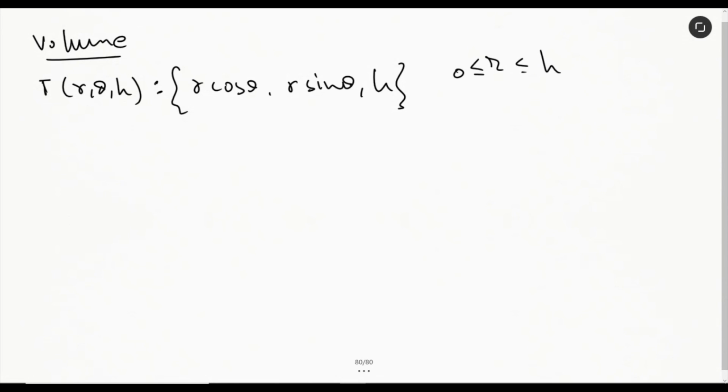Why from 0 to h? Because that is the maximum. It cannot be a constant value. Had it been a constant value, it would have been a cylinder, like in the previous case. Theta will vary from 0 to 2 pi. Very clear. You don't have to discuss this. And h, let's say, has the limits from 0 to capital H. So this capital H is going to be the highest radius we are going to get.